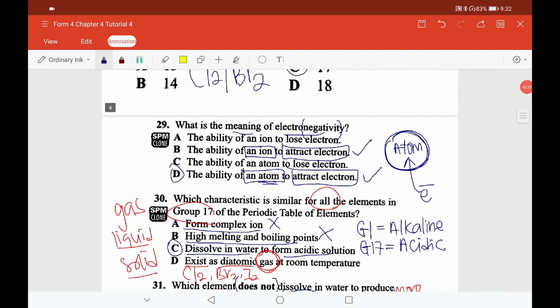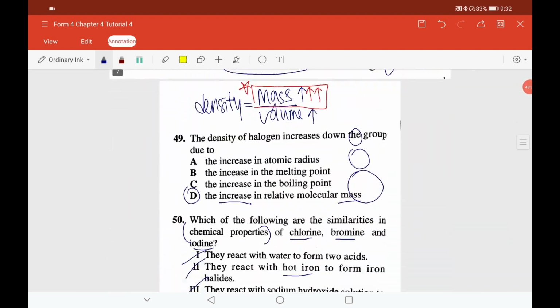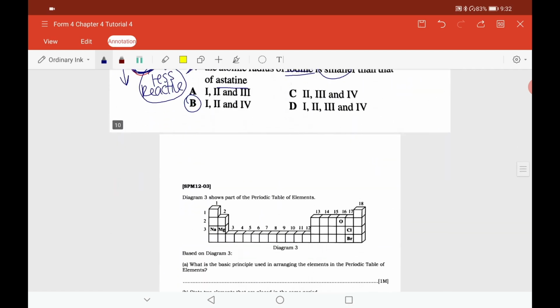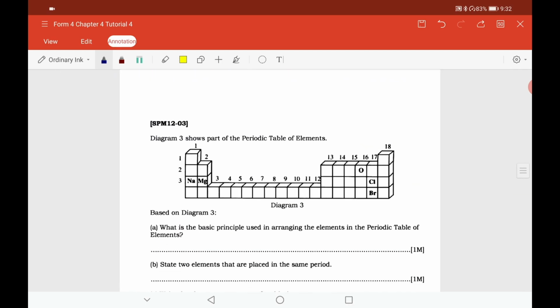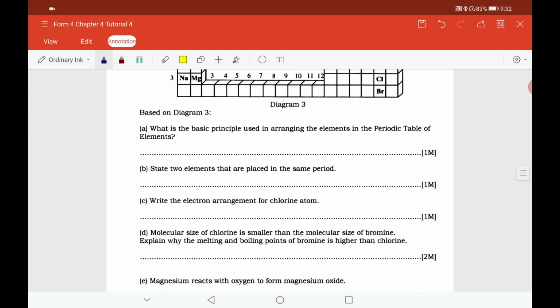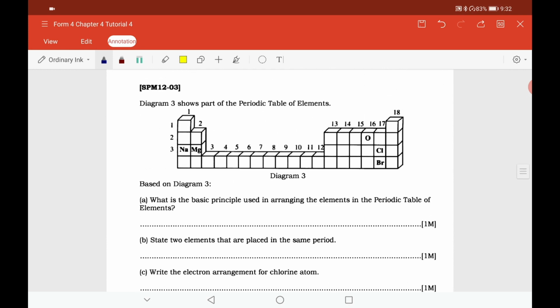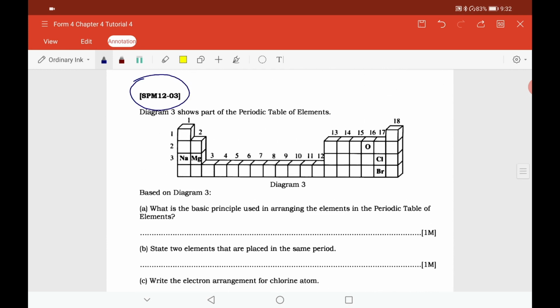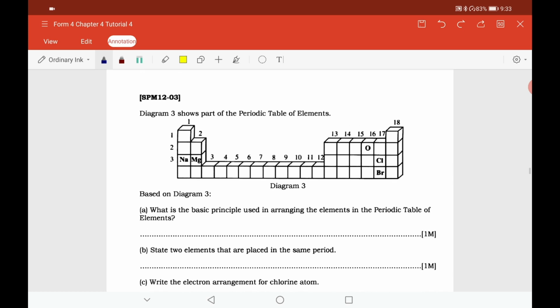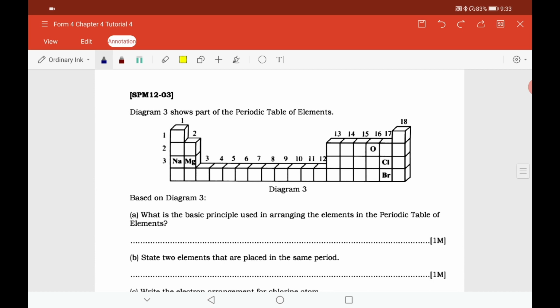So now we will proceed with the subjective questions. Now we will try to do some subjective questions. All right, so let's try to do this. This is an SPM past year question, from the year 2012. The diagram 3 shows a part of the periodic table. Question A asks, what is the basic principle we use to arrange the elements in the periodic table?